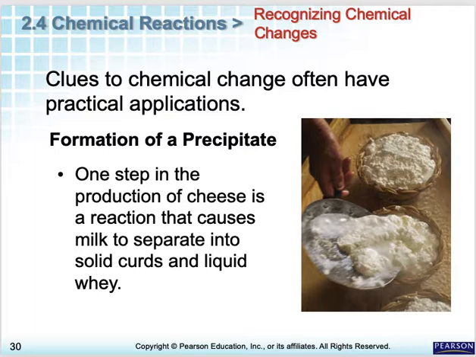And once we've created that precipitate, we need to remove it from the watery substance, which is called the whey, and we make ricotta cheese. This is how they make cottage cheese also. Almost all cheeses go through this step. Ricotta is just the easiest to make at home.